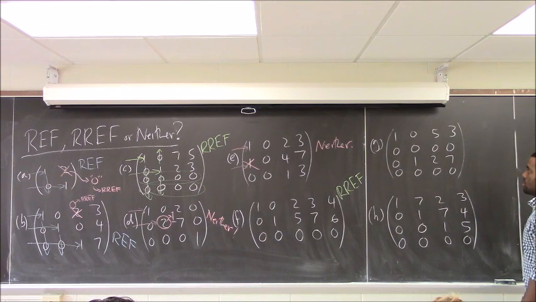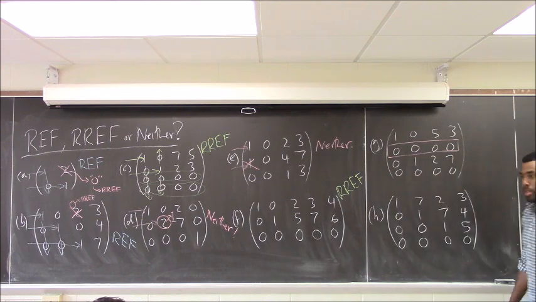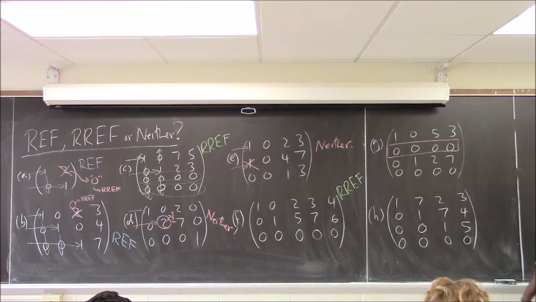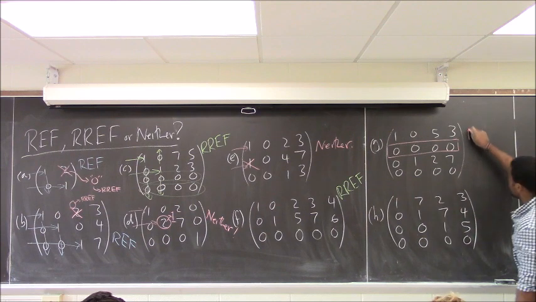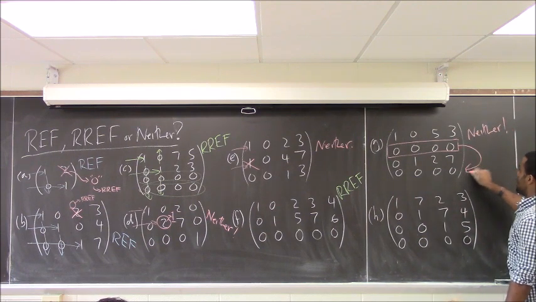This one? Why? Okay, here's a row of zeros smack dab in the middle of the matrix. Below it you have a row of non-zeros. So this is actually neither. This should be down here.